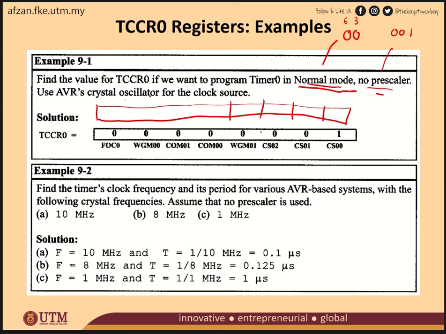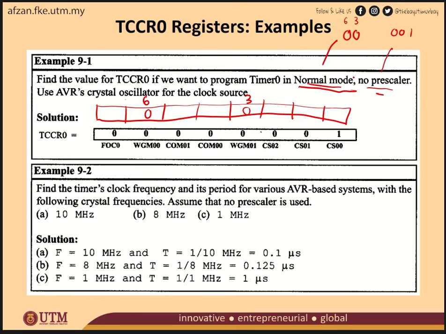Okay, sorry for my drawing. The first one is bit 6, and this is bit 3. For timer 0 normal mode, you need to put 0, 0 at bit 6 and bit 3. If you put 0, 1, you use CTC mode.